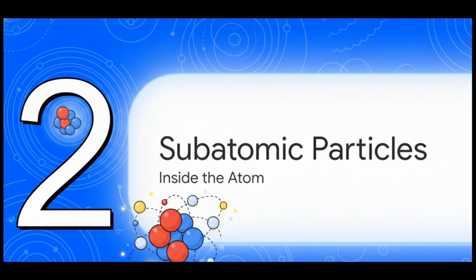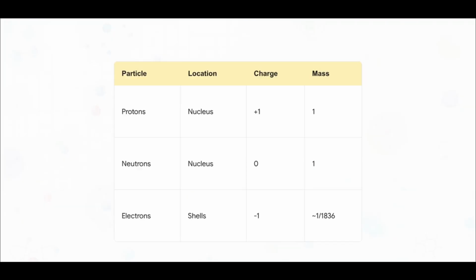Let's meet the cast of characters inside the atom. Notice the massive contrast here. We've got protons, neutrons, and electrons. Protons and neutrons both hang out right in the center, the nucleus, and they both have a relative mass of 1. Protons bring a positive charge, while neutrons, true to their name, are totally neutral.